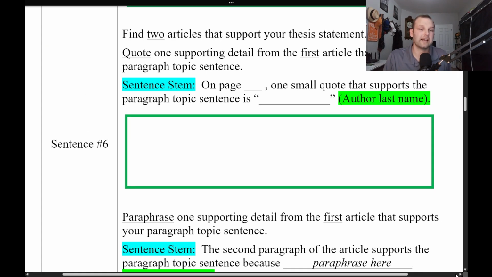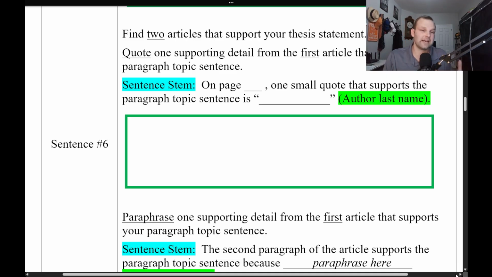Moving on to the second sentence of your body paragraph. Find two articles that support your thesis statement. Quote one supporting detail from the first article that supports your paragraph topic sentence. Sentence starter: on page blank, one small quote that supports the paragraph topic sentence is quote, and then provide the author's last name at the end.